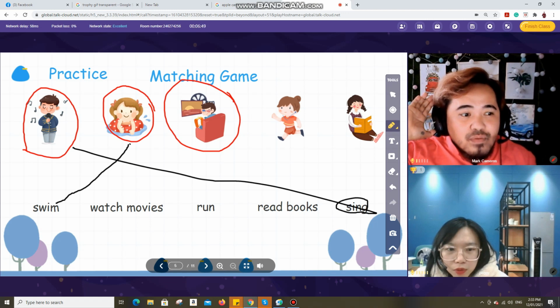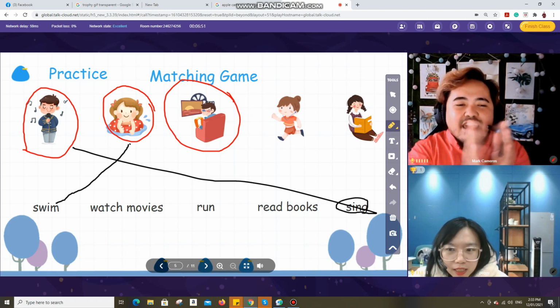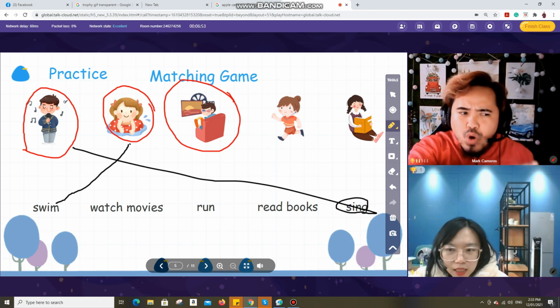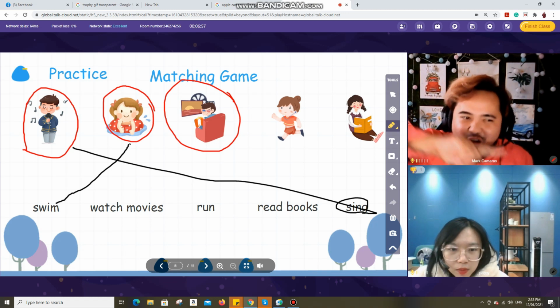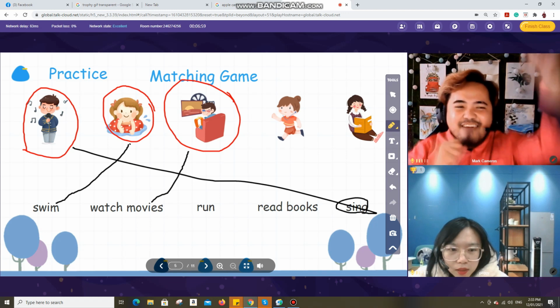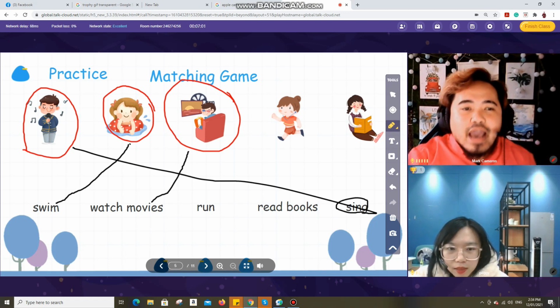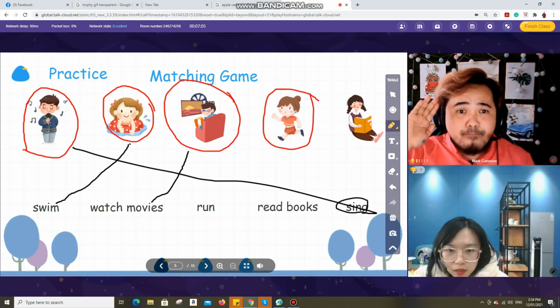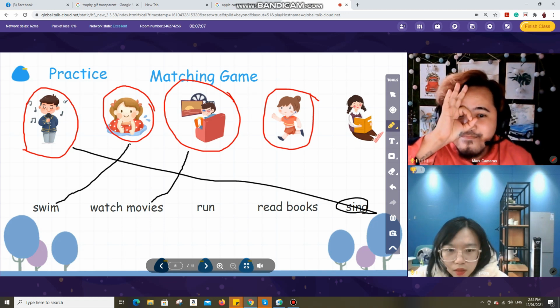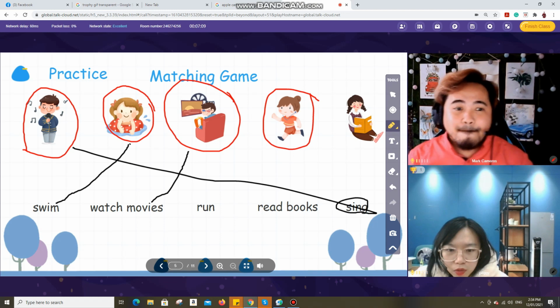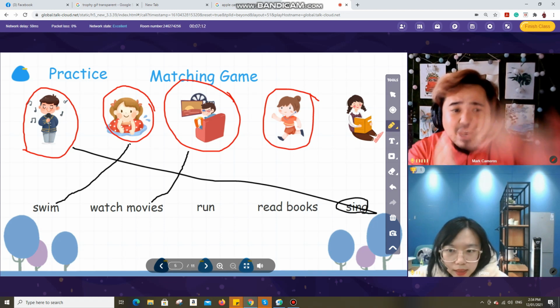Watch movies. Okay, very good. Now, where is the words? Draw a line. Come on. Yay, very good again. Now, how about this next picture? What is that? Run. Very good. Now, draw a line.